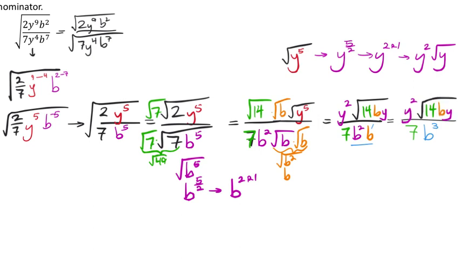14. Yeah, so it's pretty ugly, by the way. Some students would say, wasn't this prettier than this one? Perhaps. But that's not what they want. They want this rationalized in the denominator. So we got y squared, square root of 14, by, all over, 7b to the power of 3.